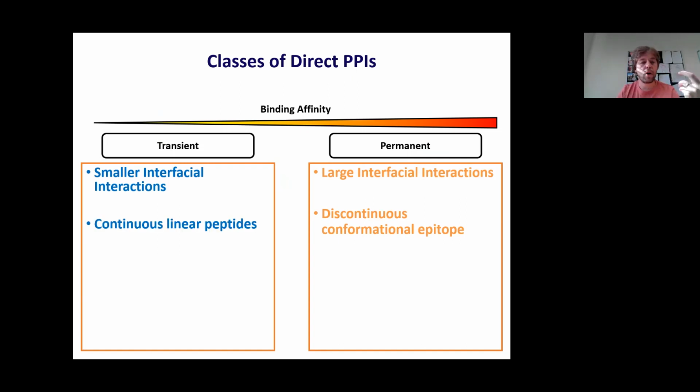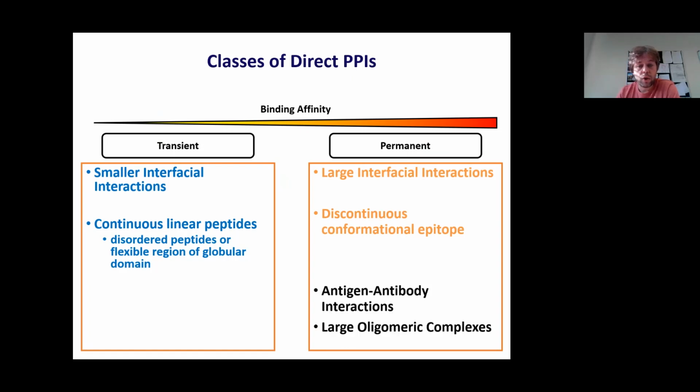Whereas the weaker transient interactions are more closely associated with continuous linear epitopes. That's a single peptide region, in either primary or secondary conformation, which is primarily responsible for the protein-protein interaction. This includes disordered peptides or flexible regions of globular domains. Whilst permanent interactions are more associated with antigen-antibody interactions and large oligomeric complexes, transient interactions are involved in cell signaling and regulation of protein activity. And it's this space here where, at least I feel, is the biggest opportunity for drugging protein-protein interactions.